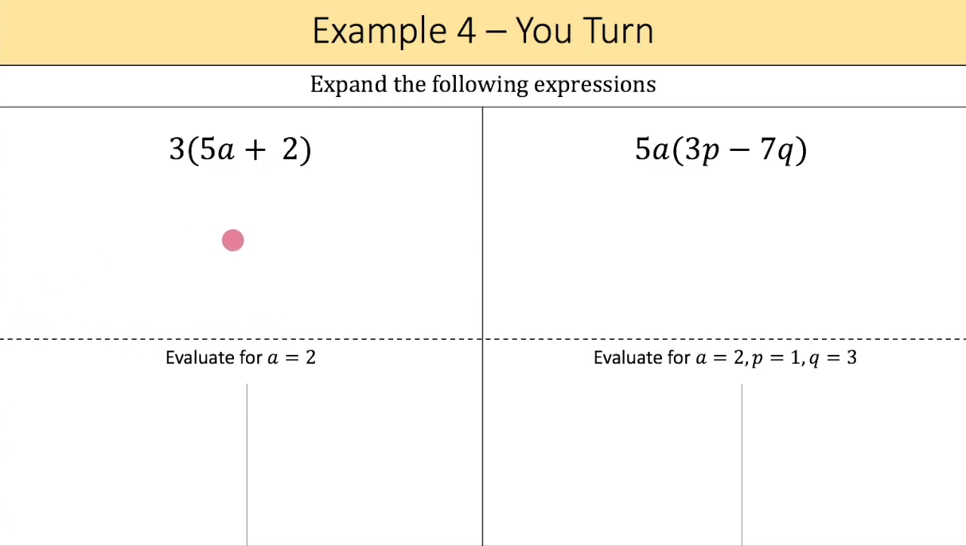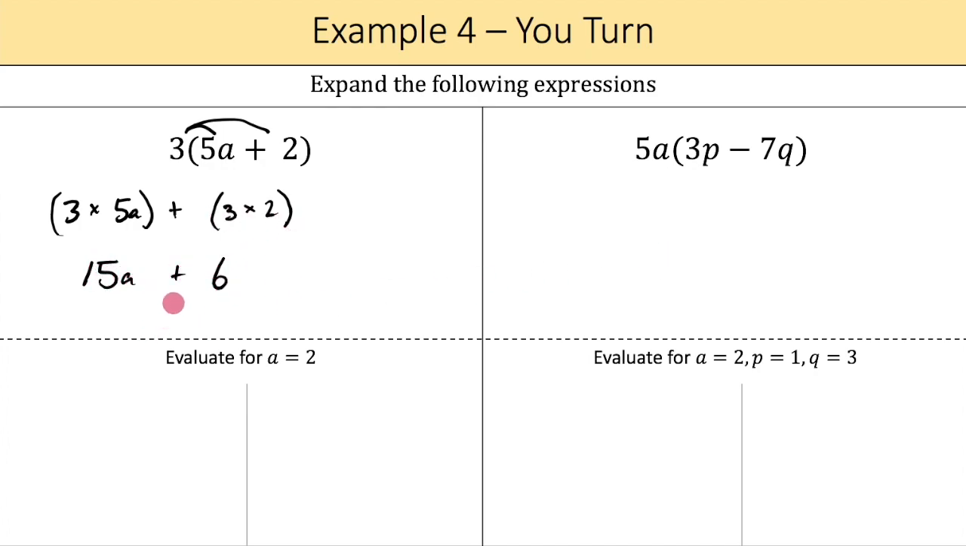So let's quickly run through these. I'm going to distribute out my 3, so I'm going to get 3 times 5a, plus 3 times 2. That's going to be 15a, and that's going to be 6. Then let's stay here. I can't do anything more. They're not like terms. But now I want to evaluate for a equals 2.